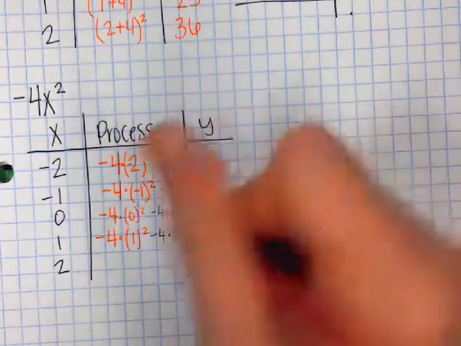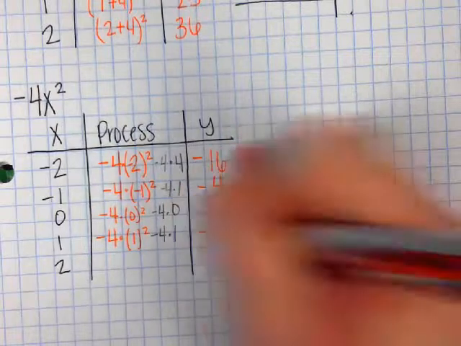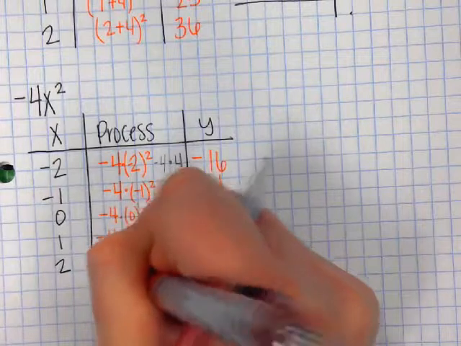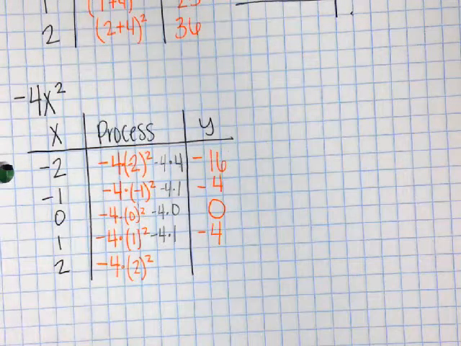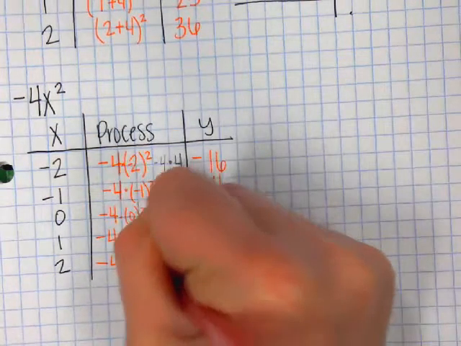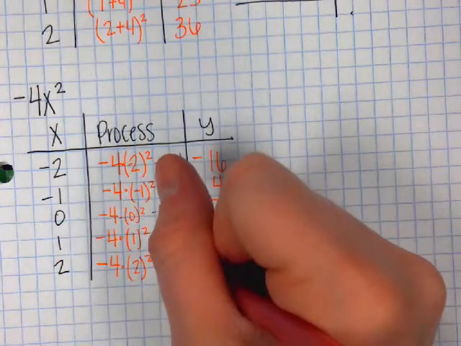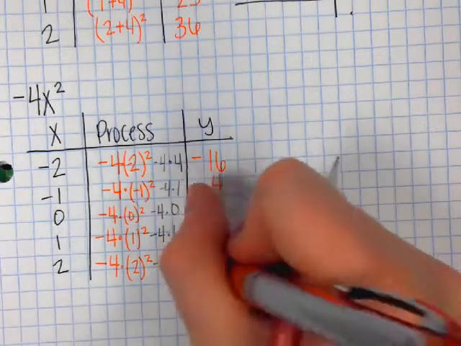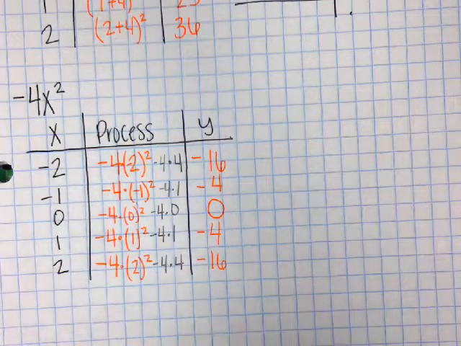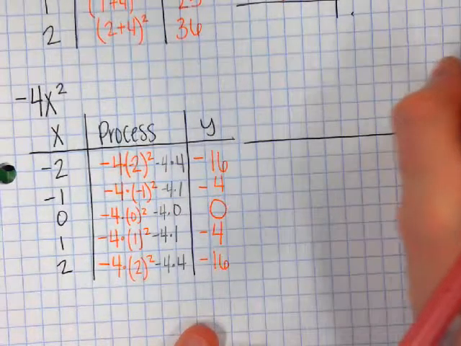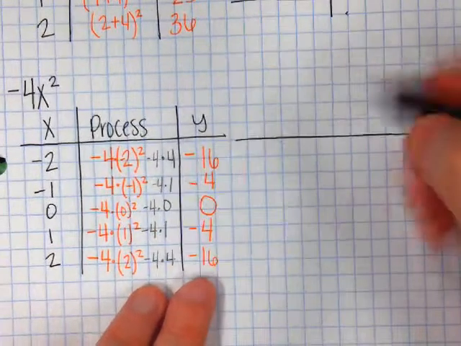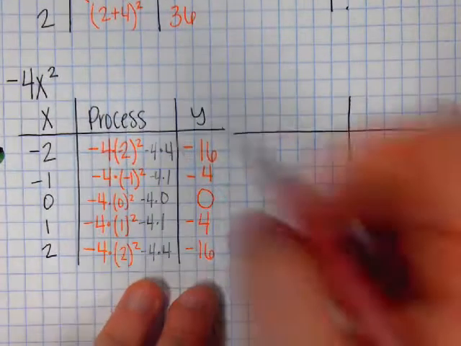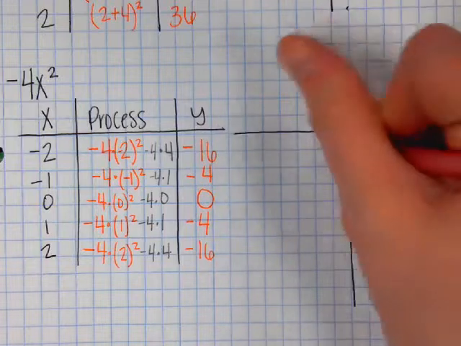Okay. Negative 4 times 1 squared. 1 times 1 is 1. Negative 4 times 1 is negative 4. Negative 4 times 2 squared. 2 times 2 is 4. Negative 4 times 4 would be negative 16 again. Okay, this one, since they're all negatives except for the 1, 0, I'm going to put it this way.